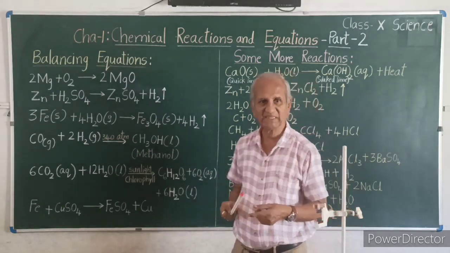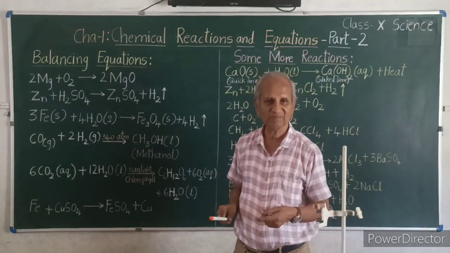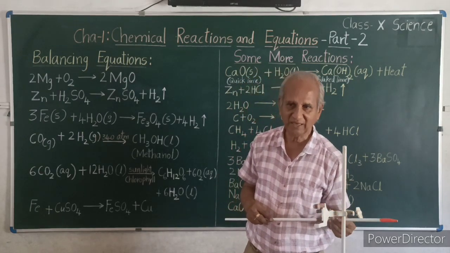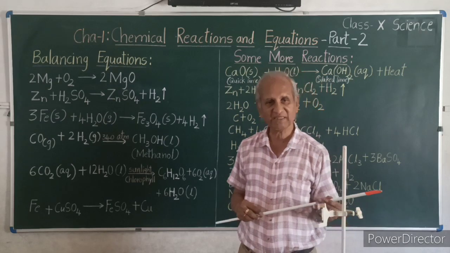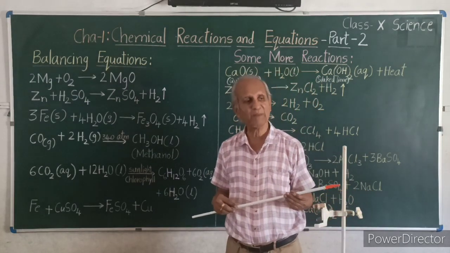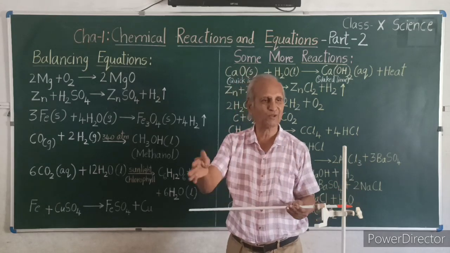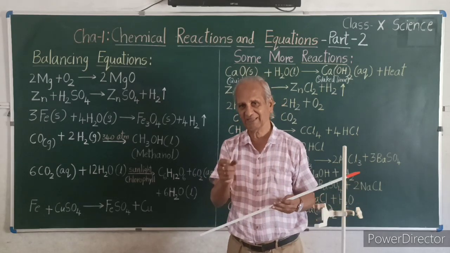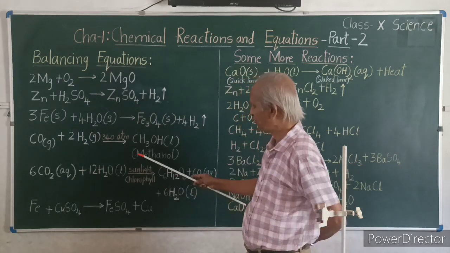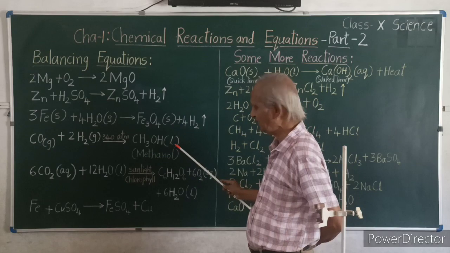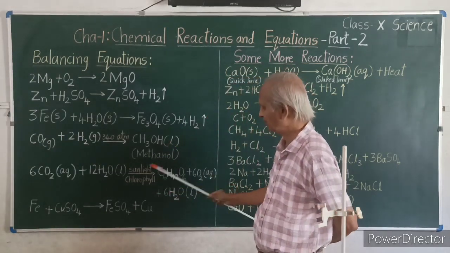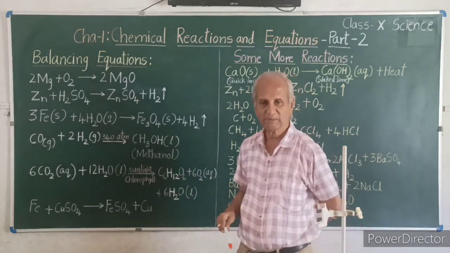CH3OH is methyl alcohol, or we also name it as methanol. Methyl alcohol and methanol are one and the same. Usually people say methanol instead of saying methyl alcohol, and some may not like to stress on that word alcohol every time. So methyl alcohol is a liquid. Two gases combine to give a liquid, and I have named it here as methanol.